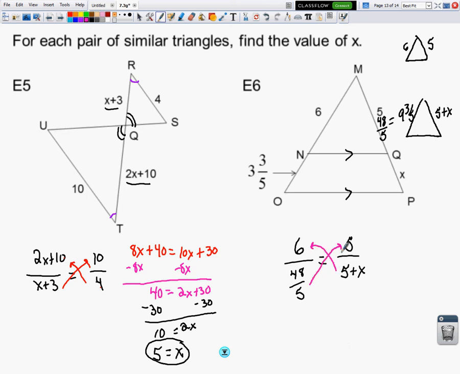And we would cross multiply to solve this. 6 times 5, 30. 6 times x, 6x. What's going to happen when I multiply 48/5 times 5? 5s are going to cancel out, just leaving me the 48. Subtract 30 from both sides. 6x is equal to 18. Divide by 6, x is equal to 3.